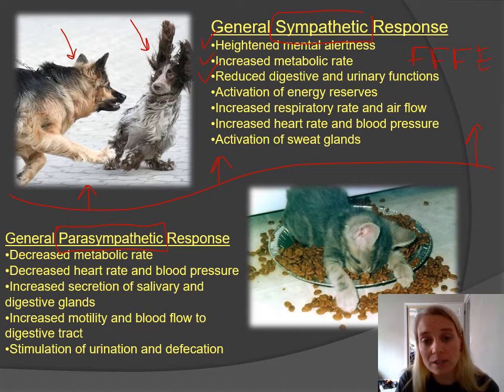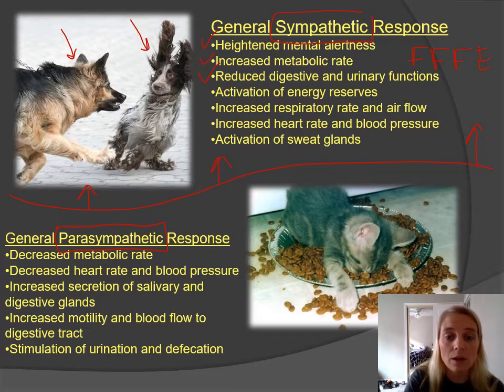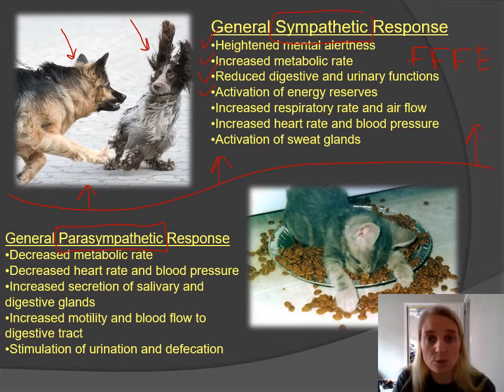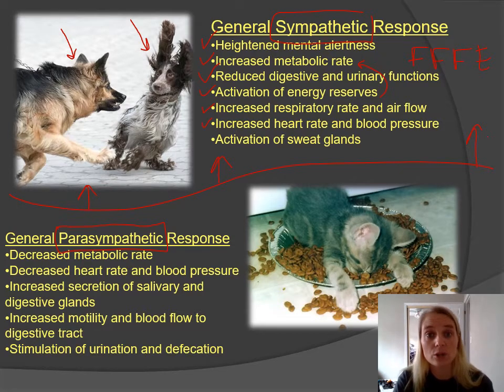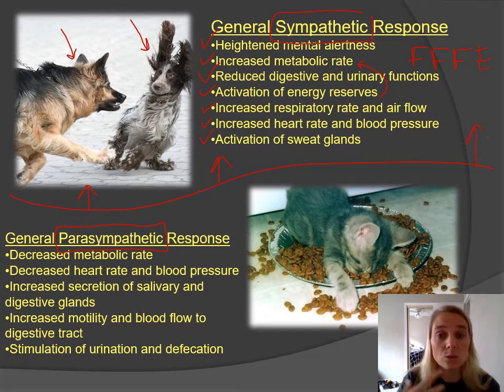We are reducing non-vital functions. So they don't stop altogether, but your digestive system slows down, your urinary system slows down. We activate any energy reserves that we have. So any stored fats are being released, any stored sugars are being released to help drive that increase in metabolic rate. You have an increase in respiratory rate and airflow into and out of your lungs. We have an increase in heart rate and blood pressure to circulate this more oxygenated blood around.